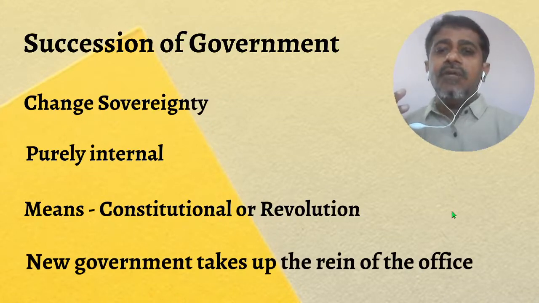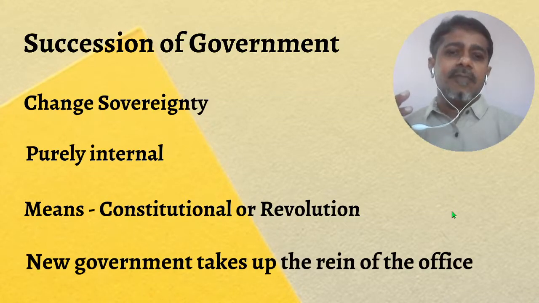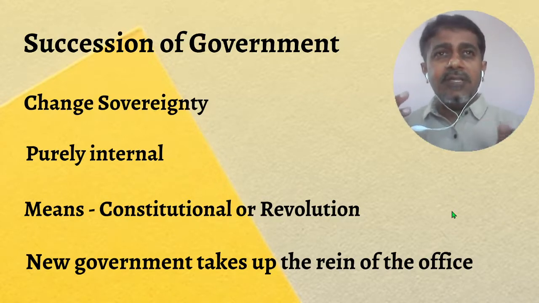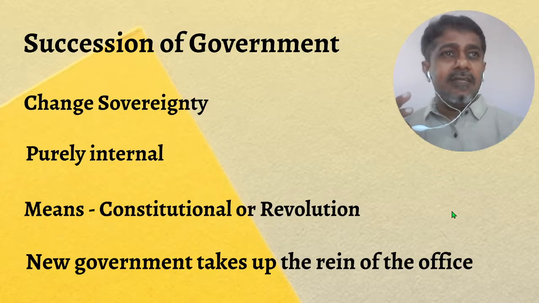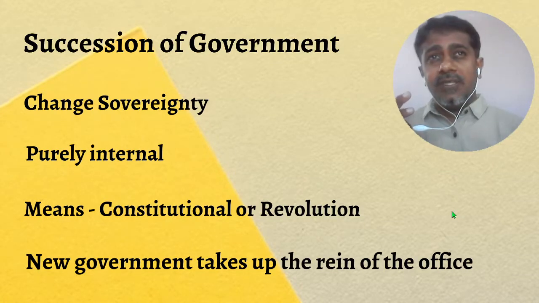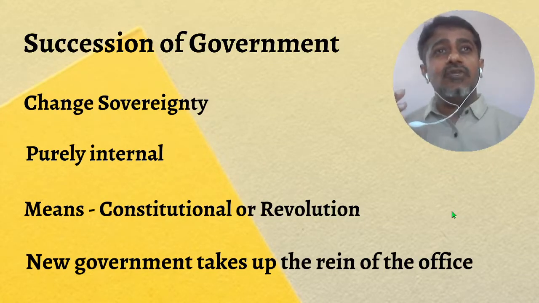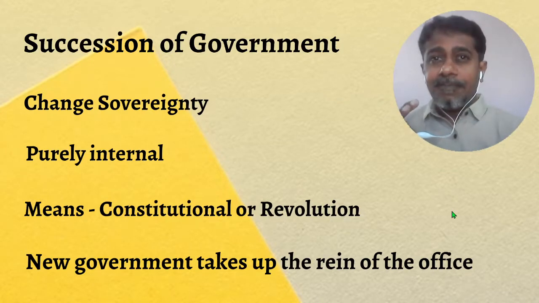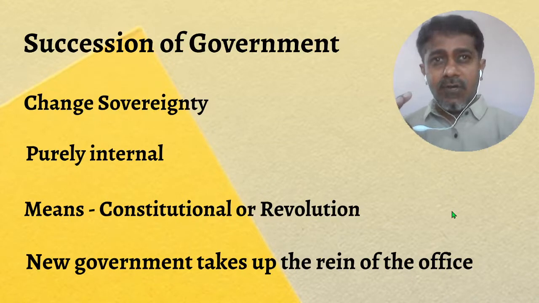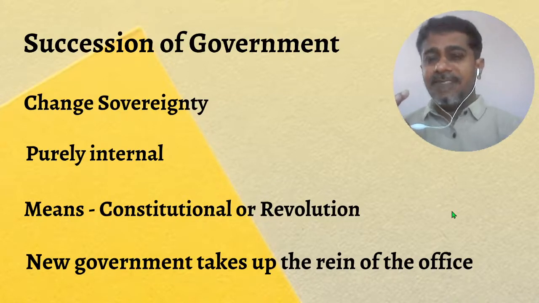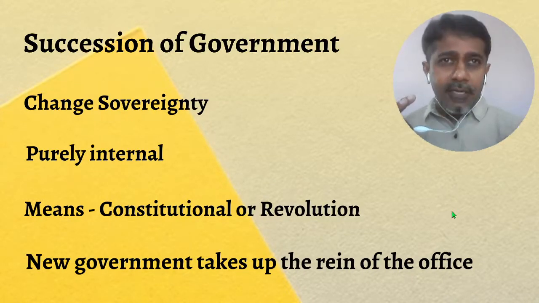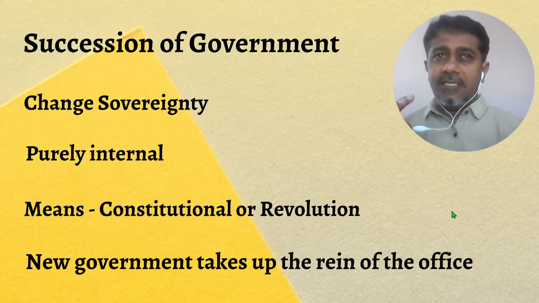A new government takes up the reign of office either through constitutional methods or through revolutions. A new government takes over the control of the state, whereas state succession is something which happens externally. So these are a few important things which we should know as far as succession of government and succession of state are concerned. And in the coming session, we will be discussing theories of state succession.